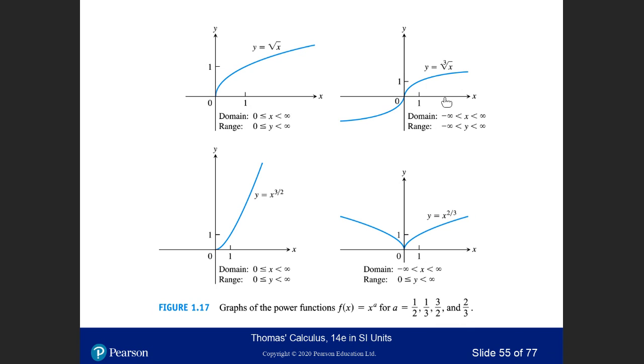Now let's look at this one. Y is equal to the cube root of x. Okay, this function is symmetric about the origin. Because when x is, let's say, 8, y is equal to 2. When x is equal to minus 8, y is minus 2. So it's symmetric about the origin.